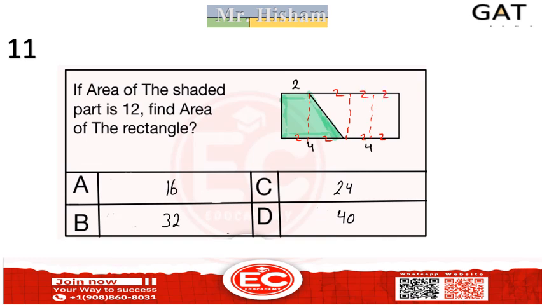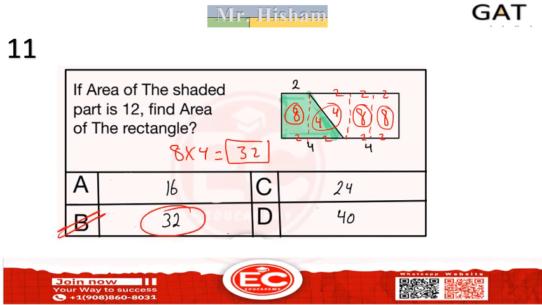So if the area of the green part is 12, it means that the area of this one is 8 and the half is 4. So 8 plus 8 plus 8 plus 8, which is equal to 8 multiplied by 4. So the area of the whole rectangle is 32.